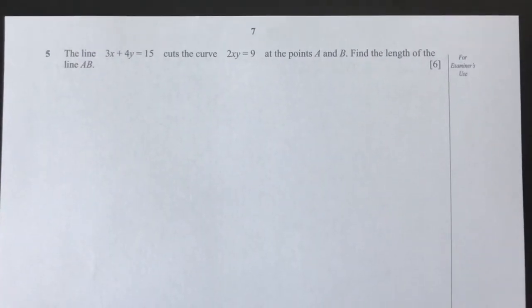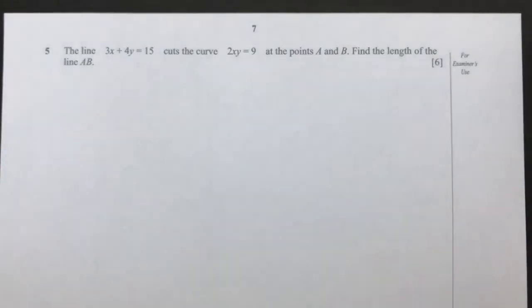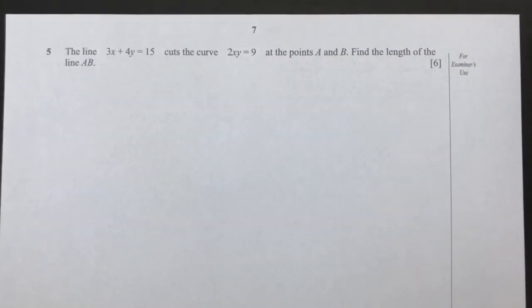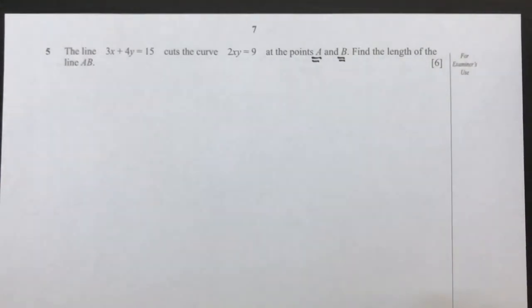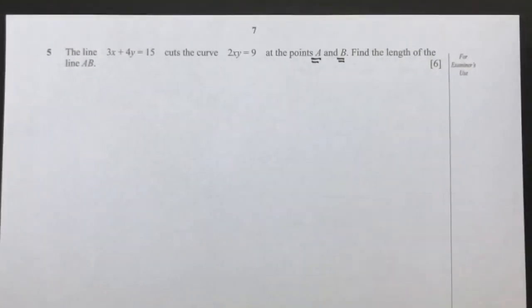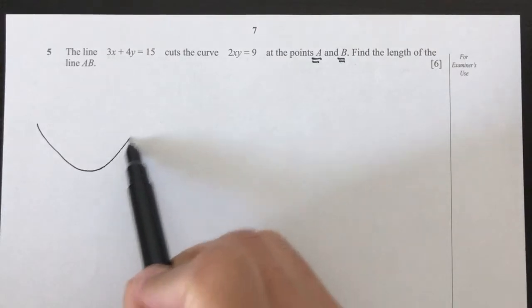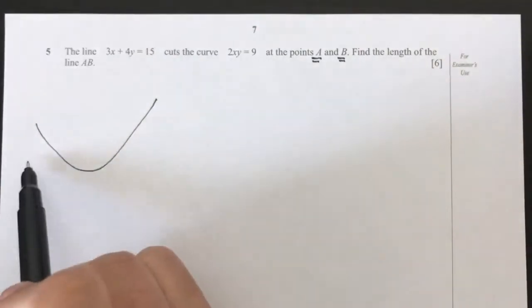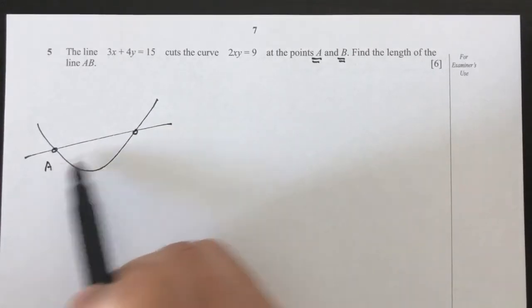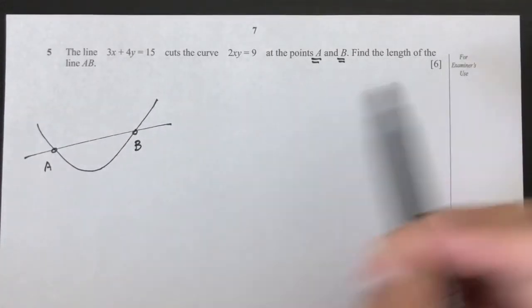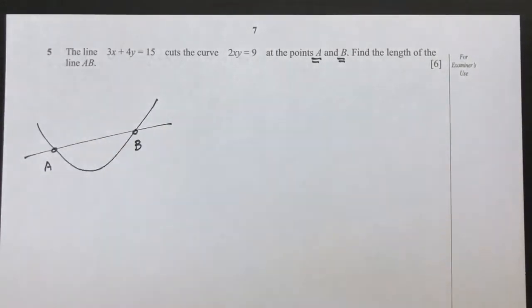Let's move on to question number 5. The line 3x plus 4y equal to 15 cuts the curve 2xy equal to 9. So they cut each other at 2 points, at points A and B. Now we have to find the length of AB. So for example, we have a curve like this, and we have a line like this. They meet at 2 points, A and B, and then we have to find the length of AB, line AB. But first you have to find the points A and B.